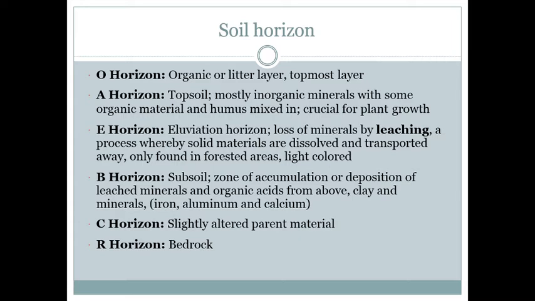And then we have the B horizon or the subsoil, the zone of accumulation or deposition of leached minerals and organic acid from above, clay and minerals, like iron, aluminum, and calcium. And then we have the C horizon, slightly altered parent material of the soil. And then we have the R horizon, which we call the bedrock. Among the layers, the bedrock is the least fertile.